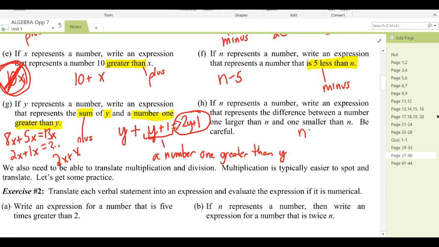How do I do a number larger than n? Because the other number is n. Hold on. How do I do a number 1 larger than n? What's that? N plus 1.